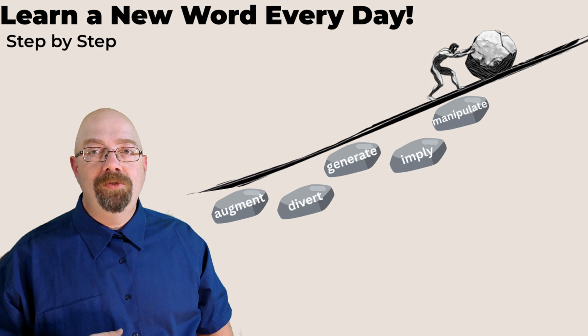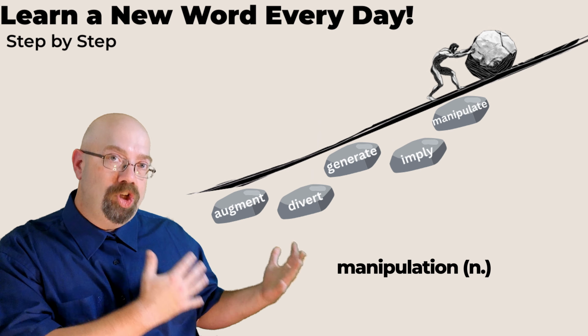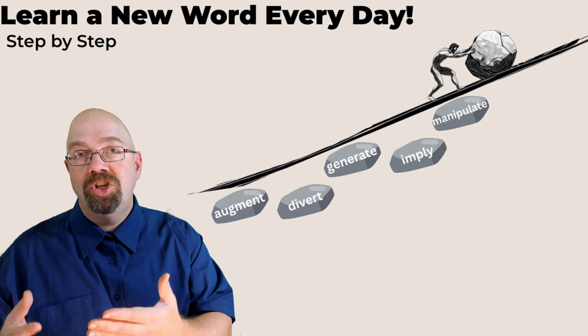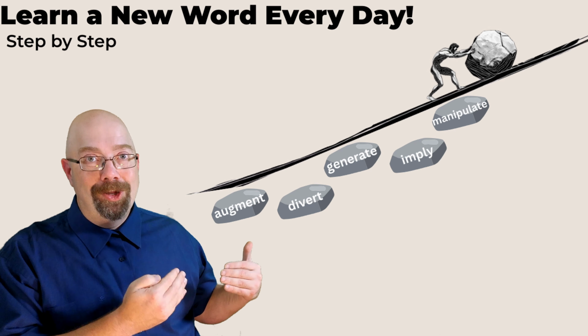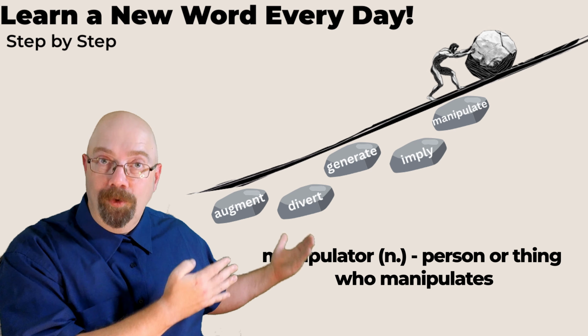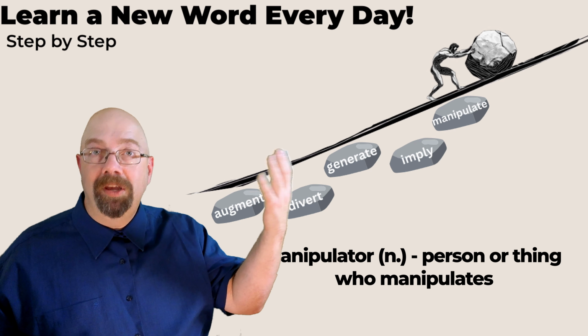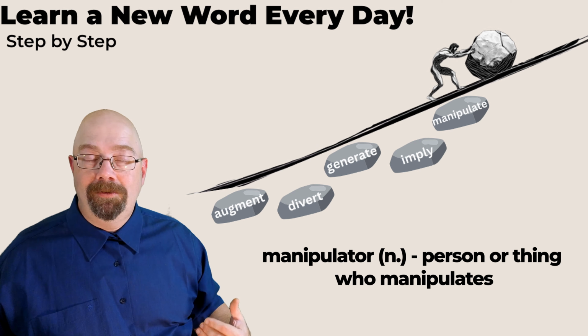That magician manipulates cards. Manipulate is a verb. You can also use the word manipulation as a noun. That magician is good at card manipulation. He is a good manipulator. Manipulator is a noun, means a person who manipulates.